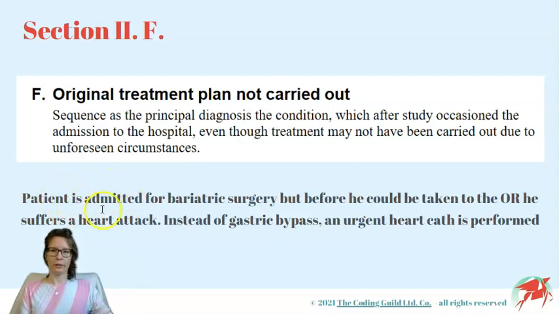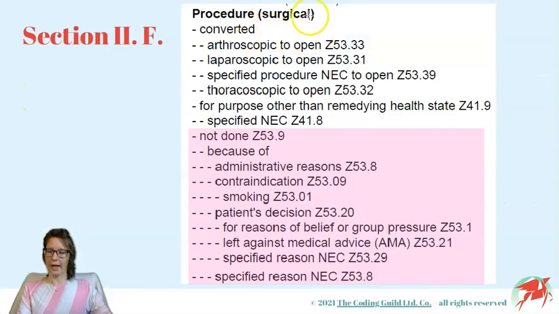For instance, a patient is admitted for bariatric surgery, but before he could be taken to the OR, he suffers a heart attack. Instead of the gastric bypass, an urgent heart cath is performed. Believe it or not, we would still need to code for the morbid obesity or whatever else was the underlying condition for performing the bariatric surgery, and the MI would be assigned as a secondary diagnosis, however strange that might seem. Additionally, we also have diagnosis codes to describe these situations. We can find them under the index entry procedure, surgical, not done, and from here we choose the appropriate reason.